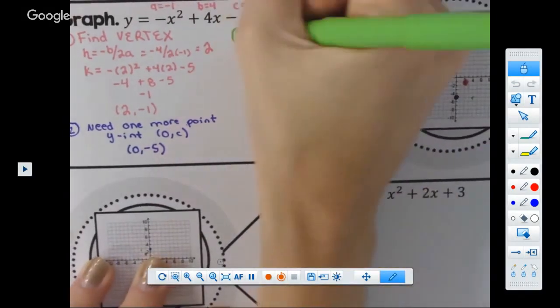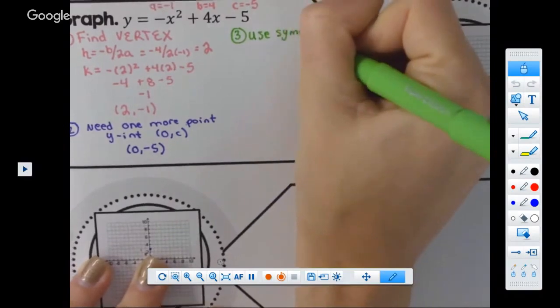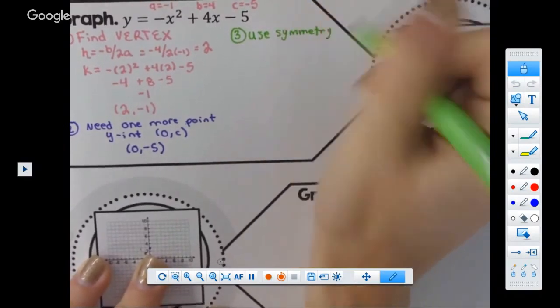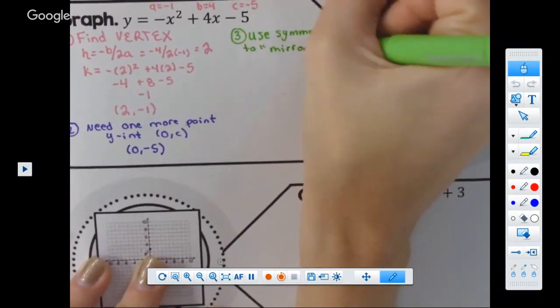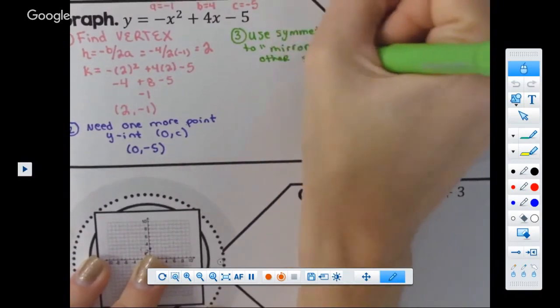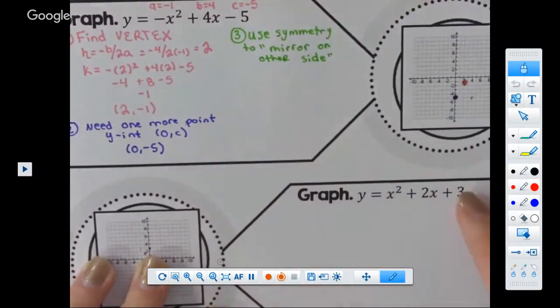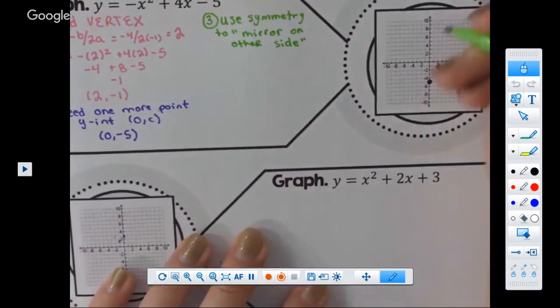Step 3, we're going to use this symmetry to, and I'm going to say this, but I don't know if it's good math terms, to mirror the point that we know on the other side. Okay, we're going to use symmetry to mirror this point on the other side.